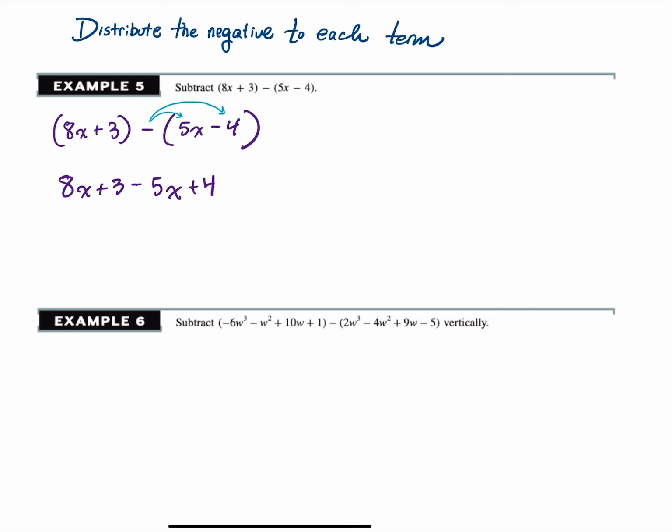So once we've distributed the negative, then we can just combine these together. So I can see that 8x will combine with the minus 5x. And I have a positive 3 and a positive 4. So 8x minus 5x will give us 3x. And 3 plus 4 will give us 7. So 3x plus 7.